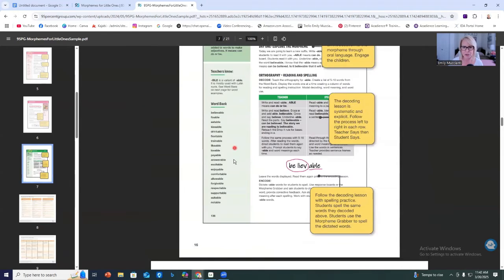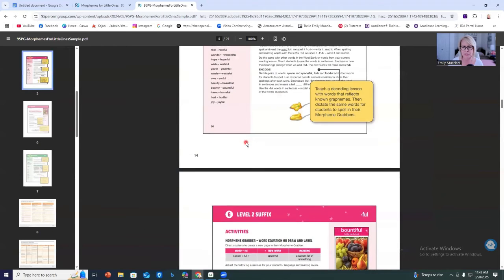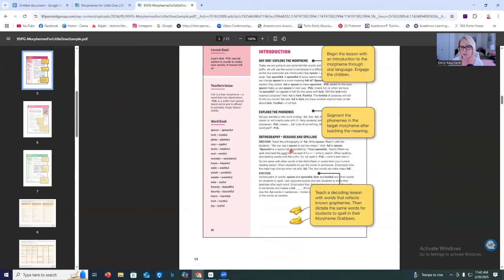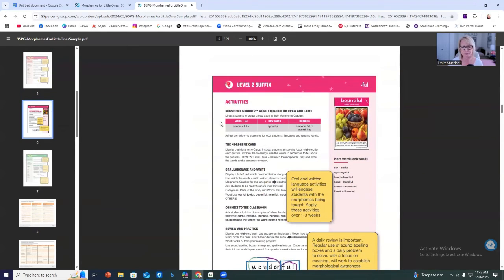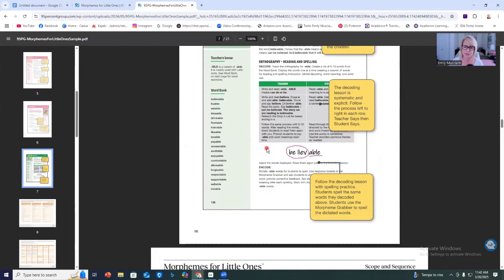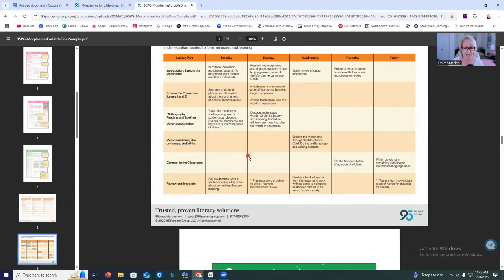So if I go back to this lesson, let me just take lesson 2, for example, you can see we've got an introduction, the explore the phonemes and the orthography. You may only do a part like the morpheme and the phonemes in the first day. You may get into the reading and the spelling in the second day. You may put it into the morpheme grabber, using some of those words from the word bank to write and to read on the third day. So there's lots of ways that you could build this into your lesson plan, and there are some examples here.